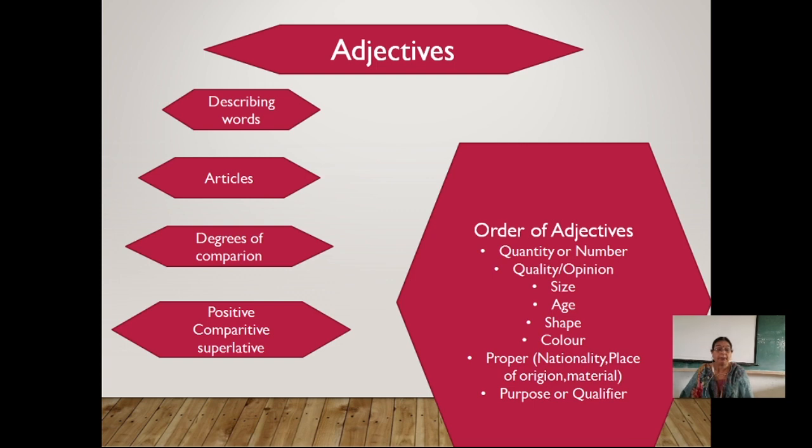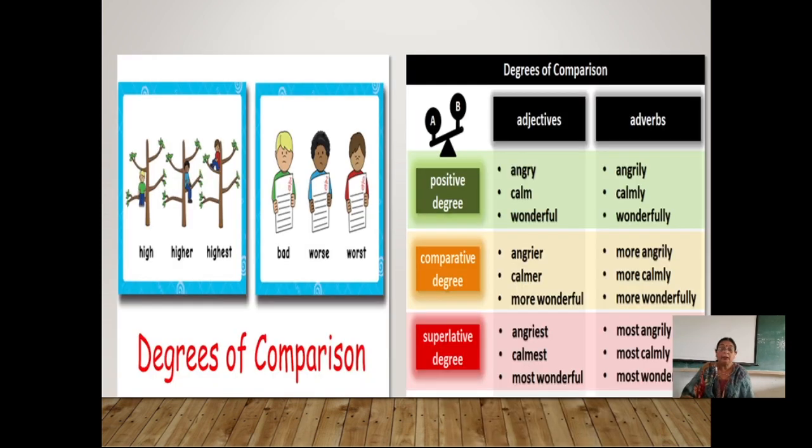They may be articles, they may be the words which compare things, degrees of comparison we have, and three types of degrees we have: positive, comparative and superlative. We also have the orders for adjectives. We'll be discussing it later. Now, let us see degrees of comparison when we talk of adjectives.